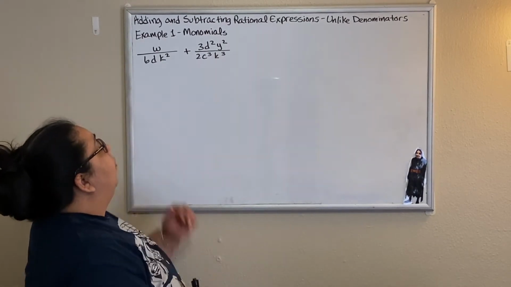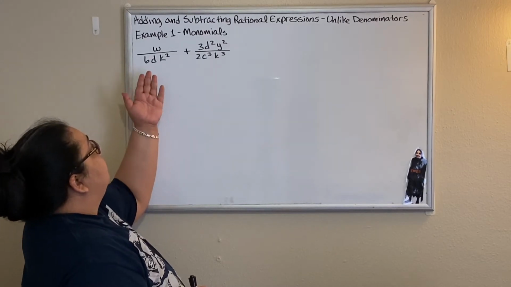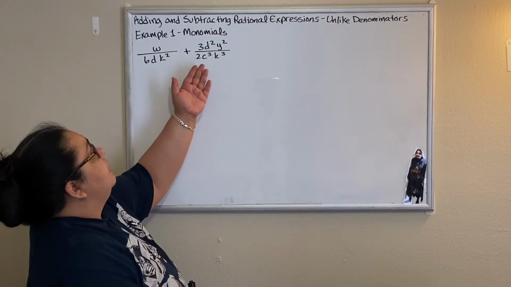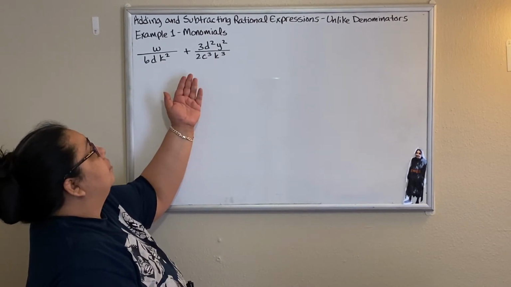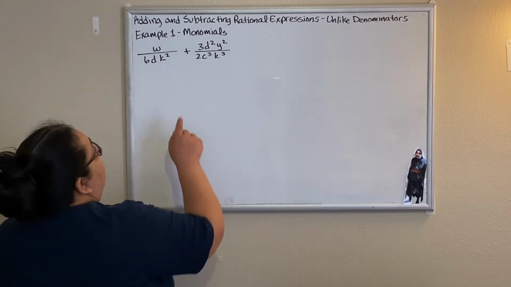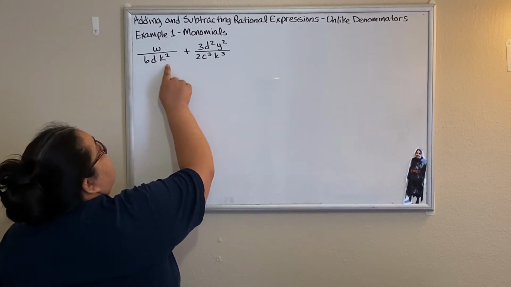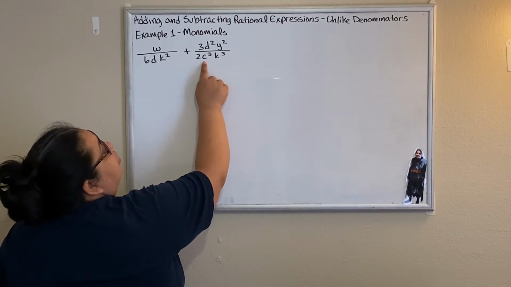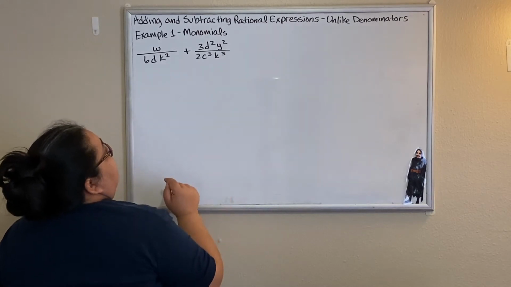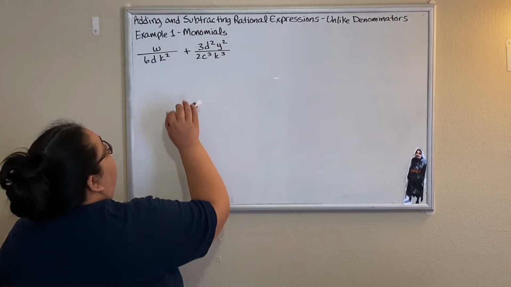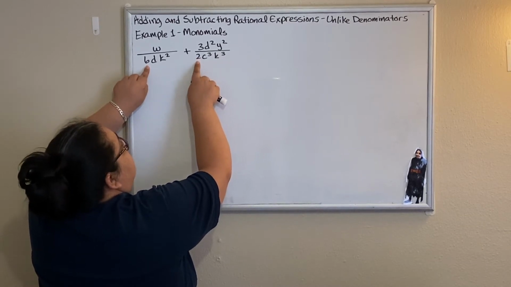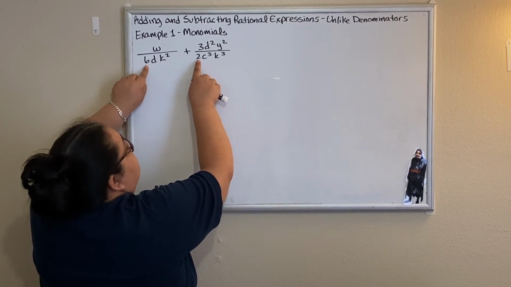So here's example one. Example one is w over 6dk squared plus 3d squared y squared over 2c cubed k cubed. So we need to find the common denominator between 6dk squared and 2c cubed k cubed in order to add this. So, first of all, we're going to look at the numbers. The common denominator between 6 and 2 is actually going to be 6 because we can multiply 2 by 3 and get 6.